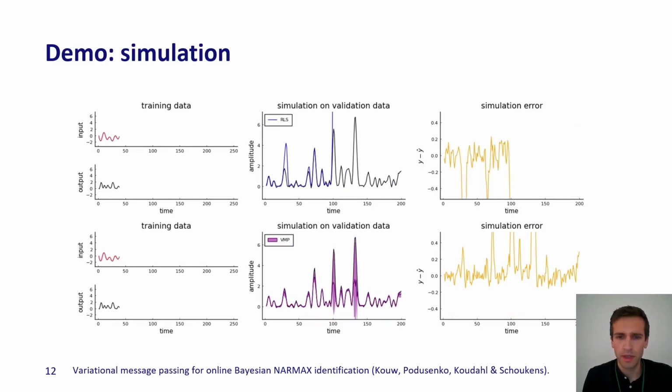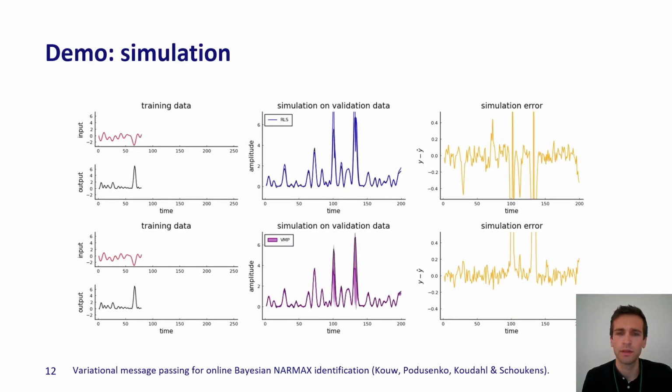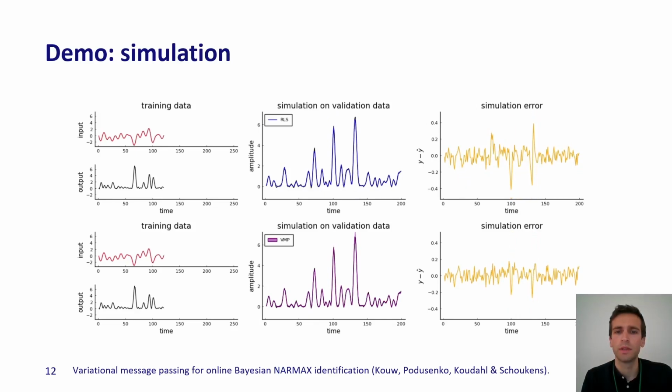So VMP has these wide uncertainty bands for the peaks around here, and only now does RLS actually produce something sensible. And you can see VMP is already doing well, while RLS is still struggling with these peaks.